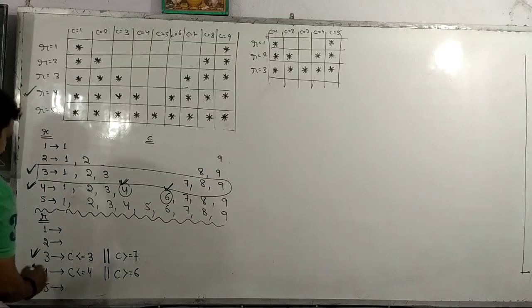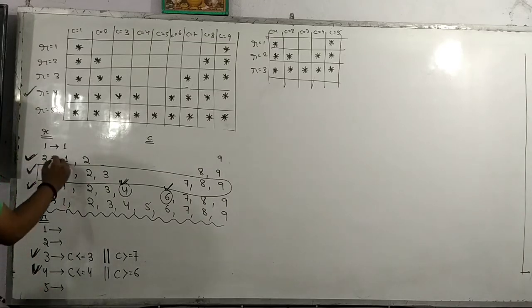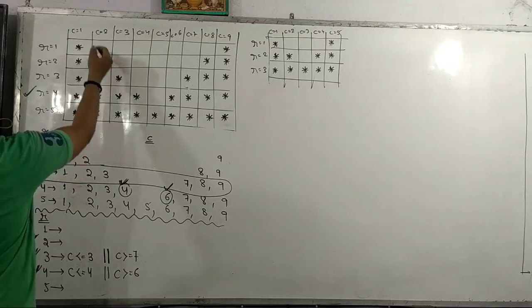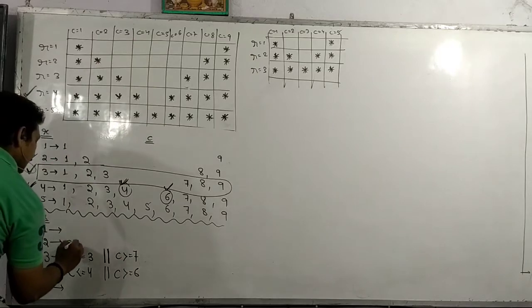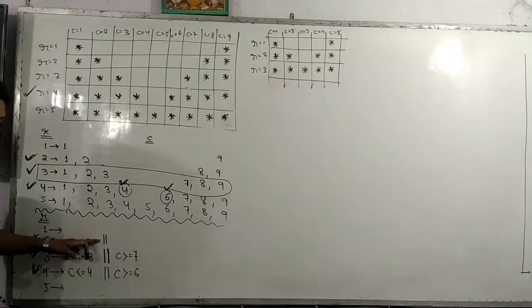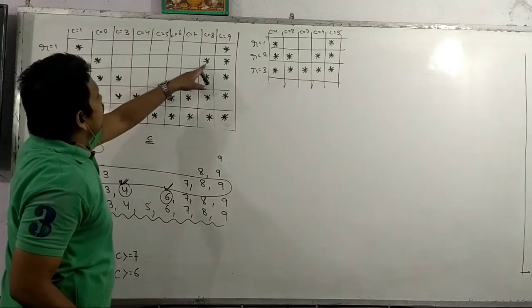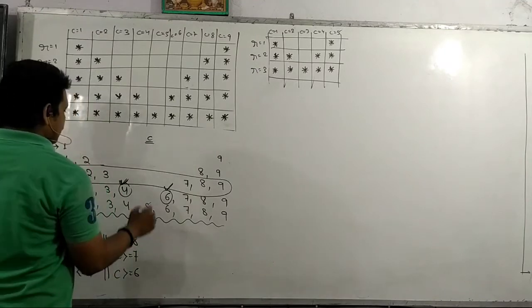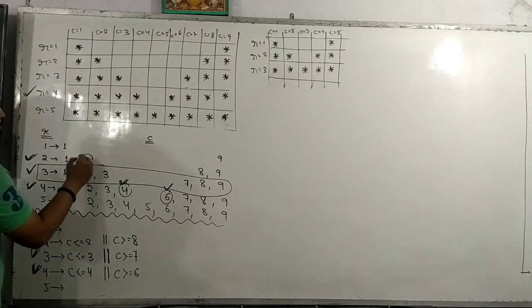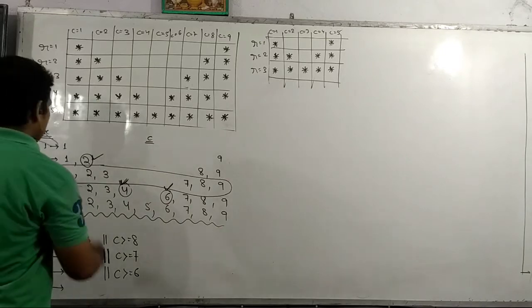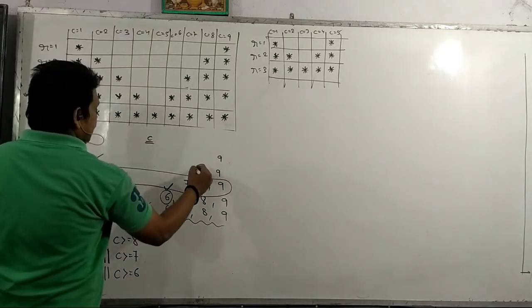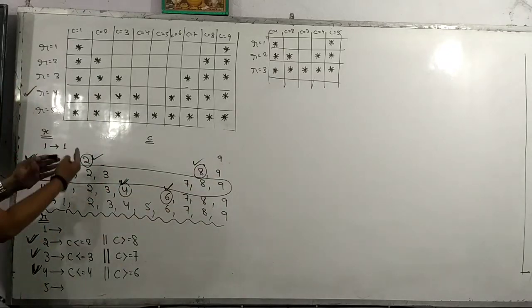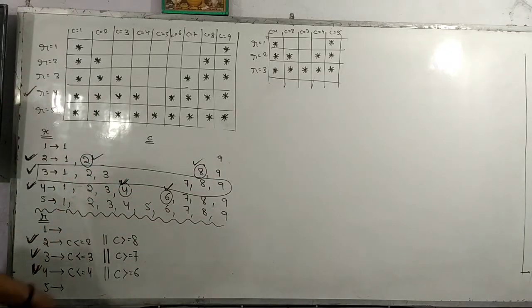Okay. Then when r is equal to 2, C less than equal to 2, logical or, C greater than equal to 8. Okay, C less than equal to 2 or C greater than equal to 8. If it is 2 or less than 2, print star, or if it is 8 or greater than 8, print star.